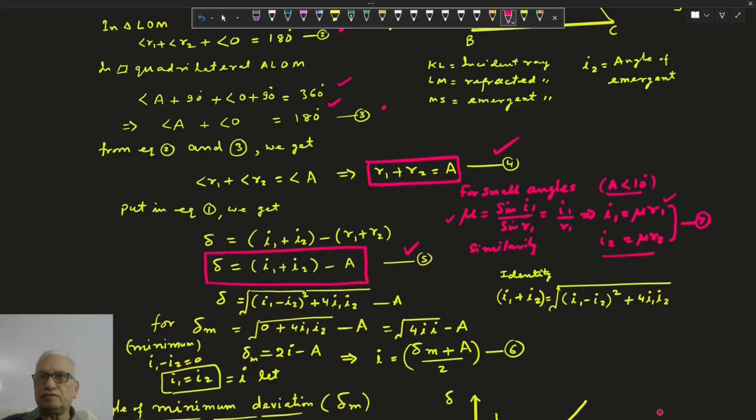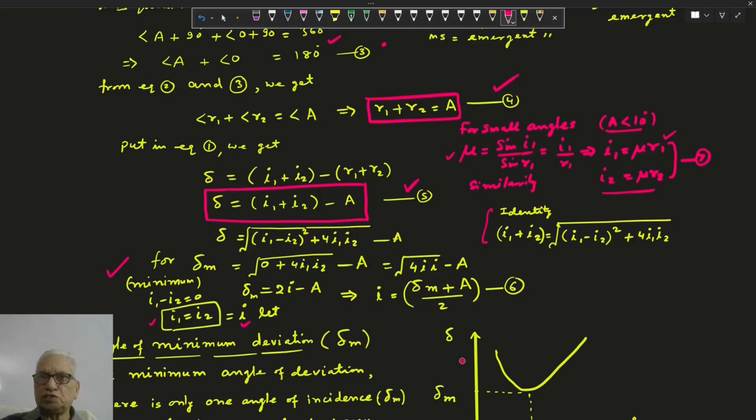Now equation 5 can be written with this identity, I1 plus I2 as root of (I1 minus I2) whole square plus 4 I1 I2. For minimum deviation angle, this part becomes I1 minus I2 equal to 0, so I1 is equal to I2, let it be I. Here delta m is the minimum deviation, so 2I minus A, and we can write I as (delta m plus A) upon 2.